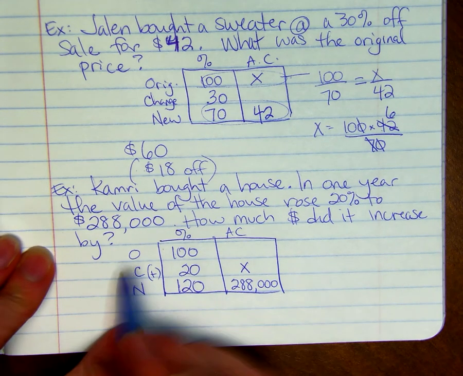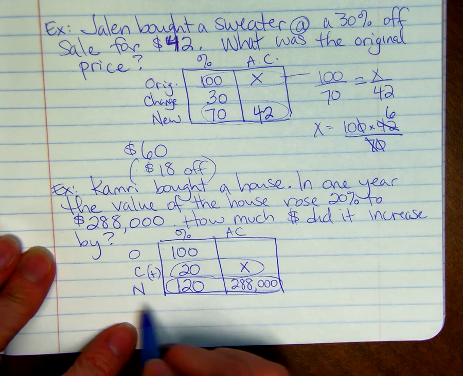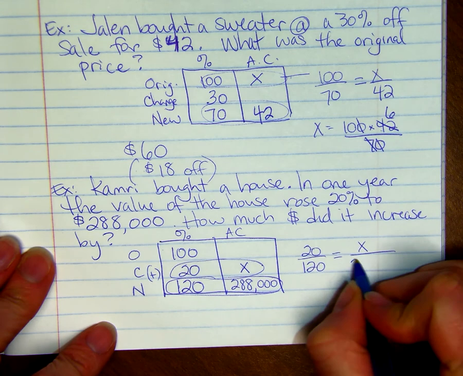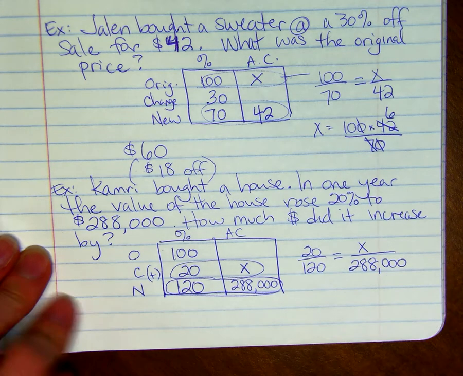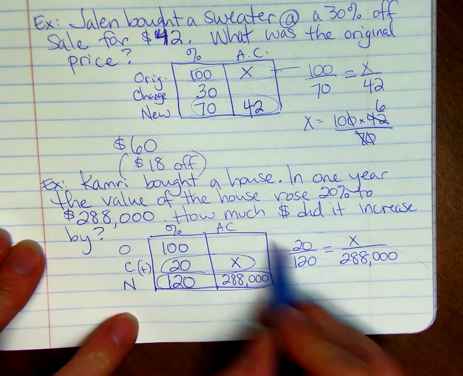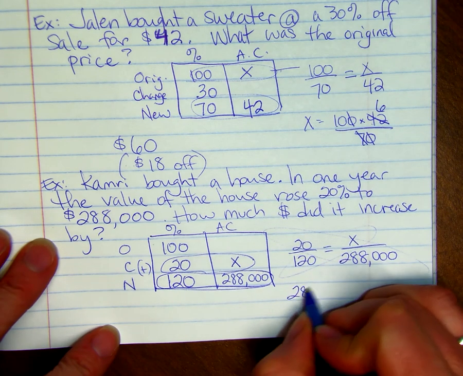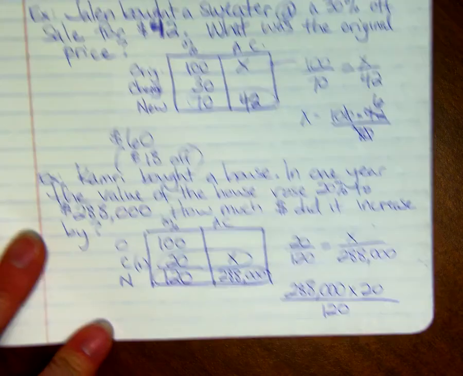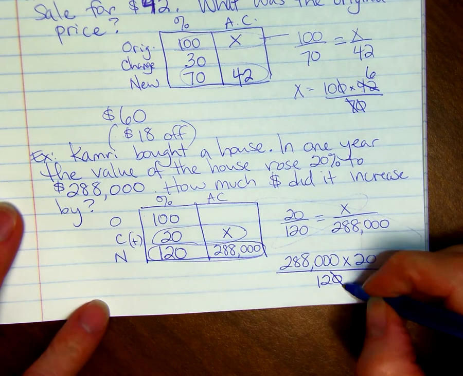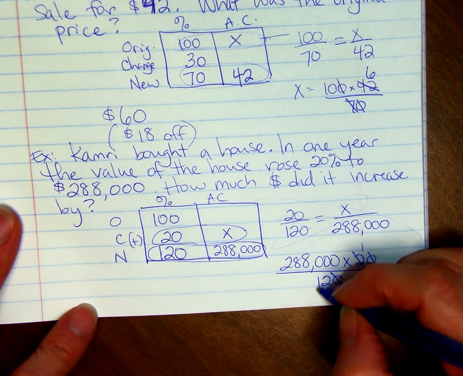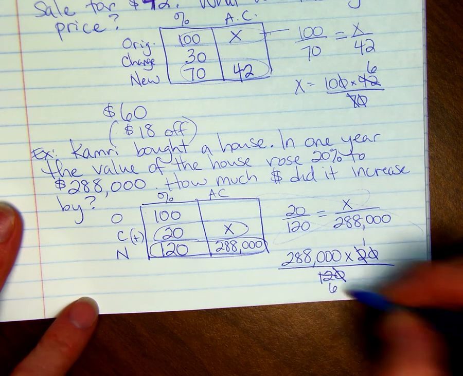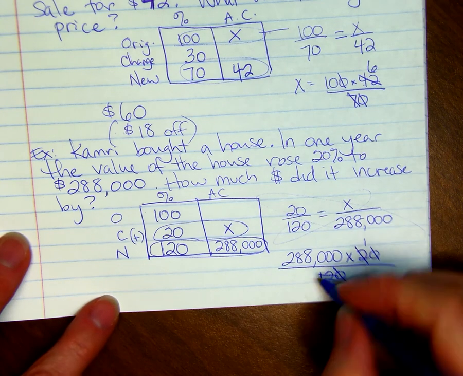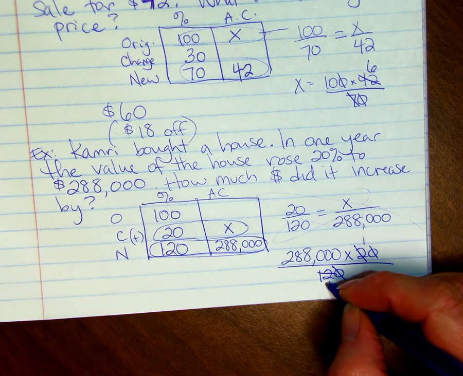So now we have our fractions. 20 over 120 equals X over 288,000. Now we're going to cross multiply and divide. So we have 288,000 times 20 divided by 120. So we're going to cancel these zeros on 20 and 120. 2 goes into 12 6 times. And then I bet 6 can go into 288,000.